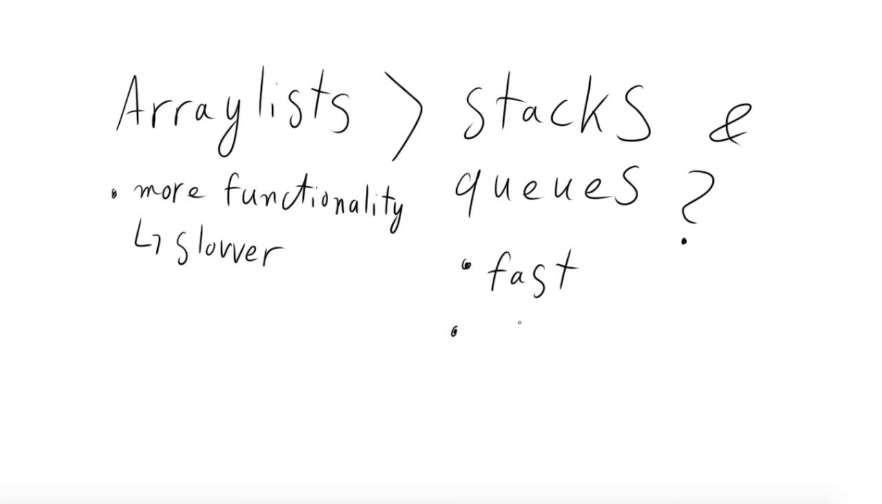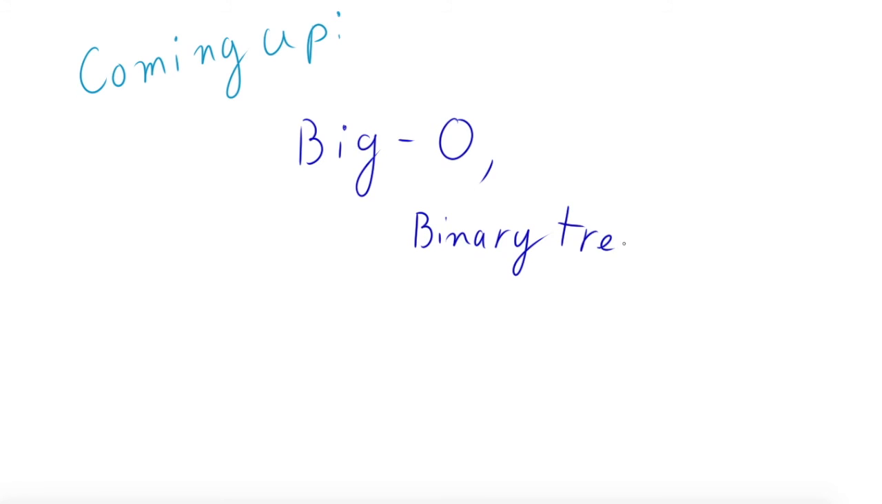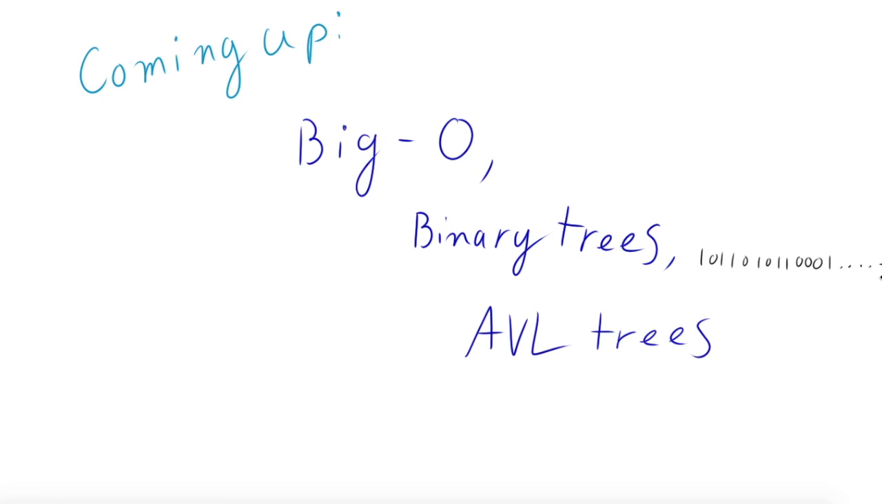The properties of first in, first out, and last in, first out also turn out to be useful for algorithms and doing things like graph traversal, which I'm going to get to after I've told you about graphs and trees. That's it for now. Next, I'll be looking at some things like Big O and other data structures like binary trees and AVL trees.